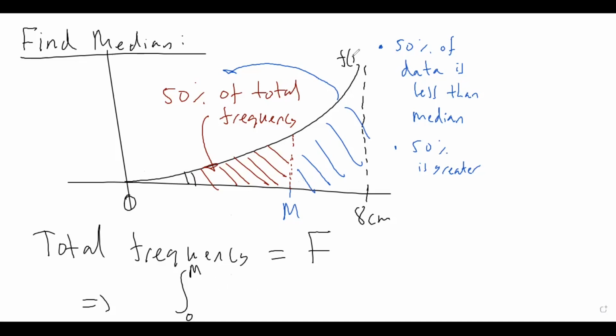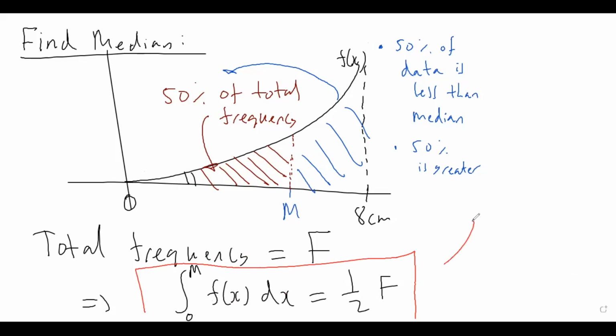Let me just call this curve here f of x. So we've got a curve f of x. You're going to integrate your curve from 0 centimeters to the median centimeters with respect to x. And that must be equal to half of your frequency. So this is the formula that you can use to find the median for a curve. Let me just put a box around here. So this is your formula.